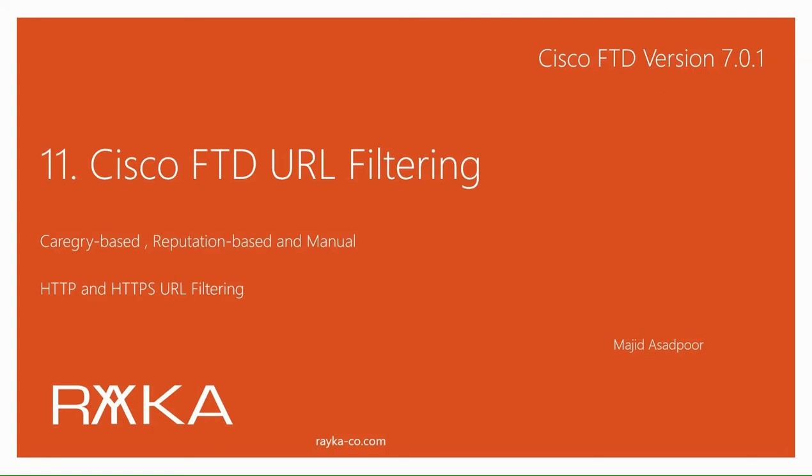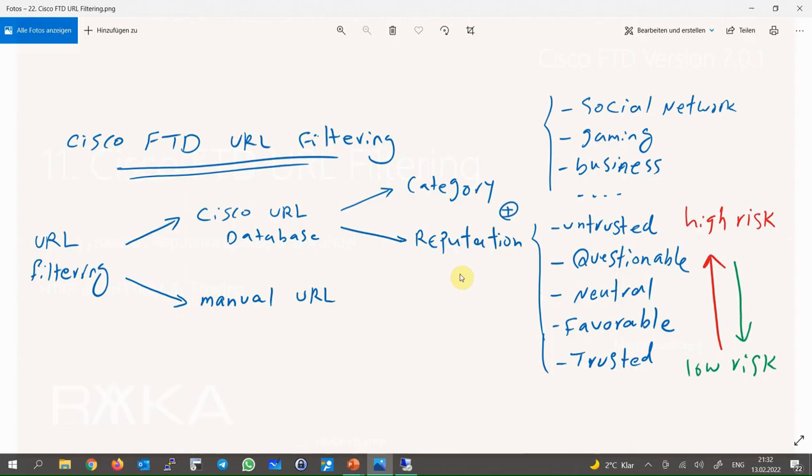Cisco FTD URL filtering feature gives the capability to control the websites that users on your network can access based on category, reputation, and also manual. Websites can be filtered based on category, reputation, a combination of category and reputation, and also manual URL. Social networking, gaming, drugs, business, and so on are some of these categories. Reputation levels range from trusted websites to untrusted and high-risk websites in each category.